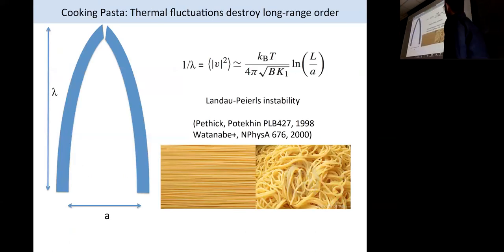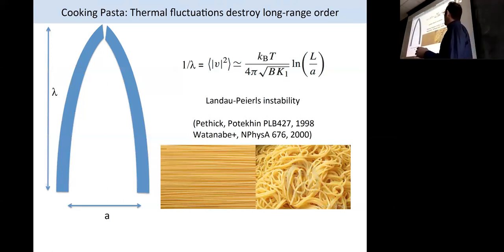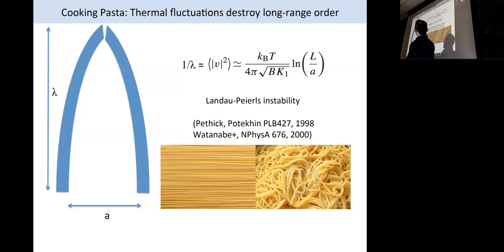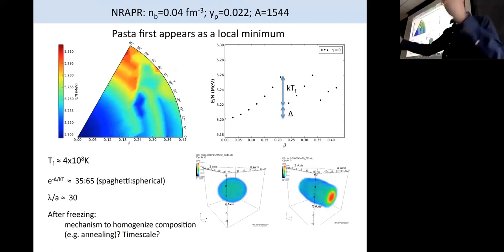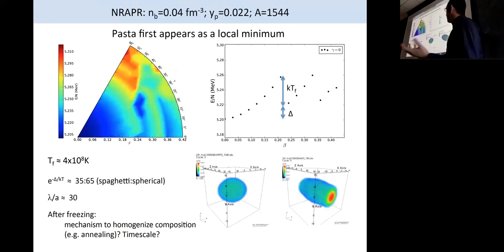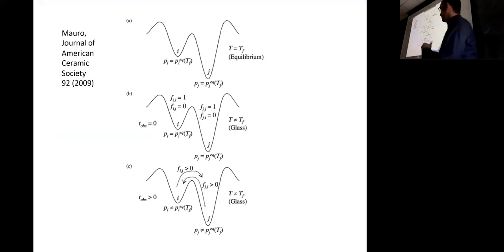And given that temperature, you can also make an estimate of the long-range order of the pasta structures. This is an estimate of what length scale thermal fluctuations will destroy the straightness of spaghetti, for example. And you find that the length scale tends to be of order tens of lattice spacings, or 100 Fermi or so. So you can then ask yourself, well, what then, therefore, is the structure of matter as the star cools? I'll end on the next but one slide.